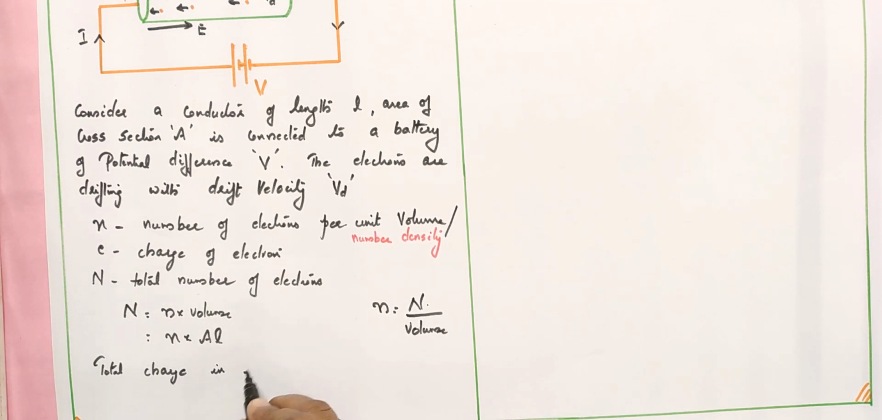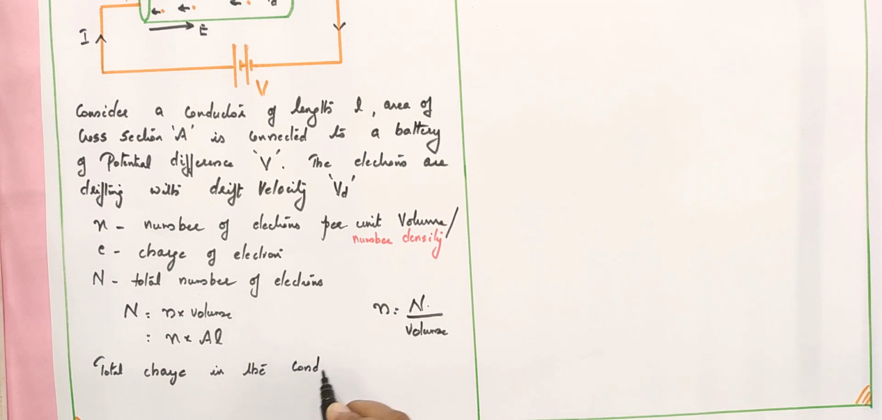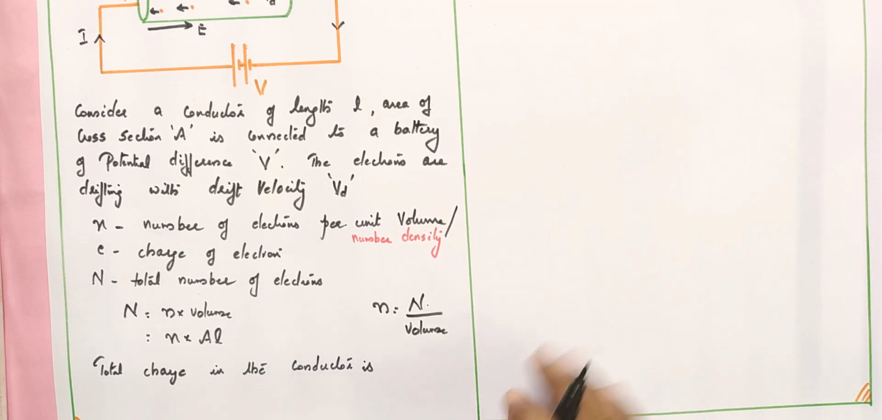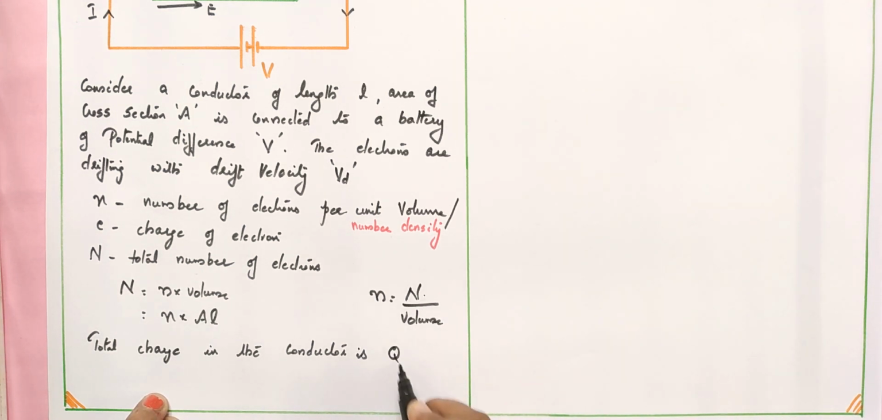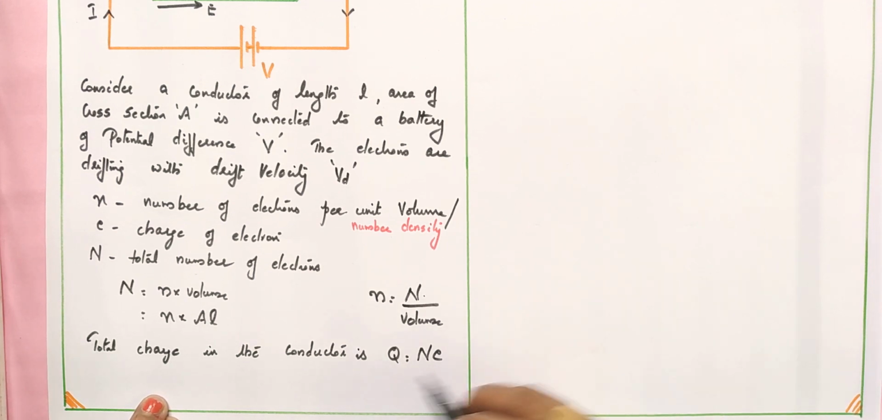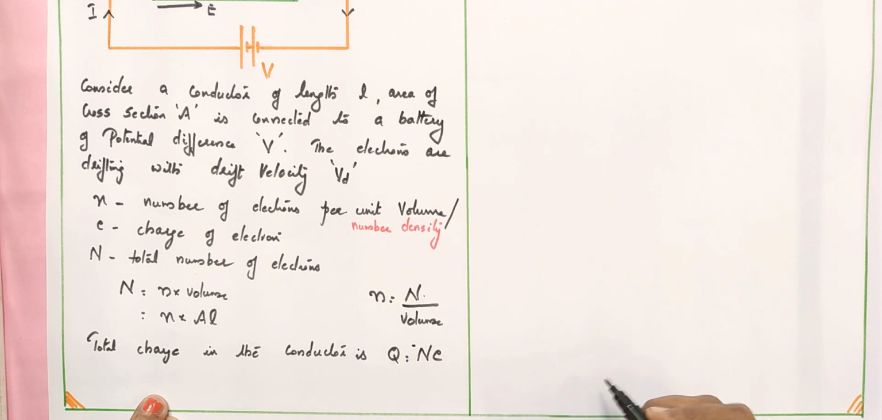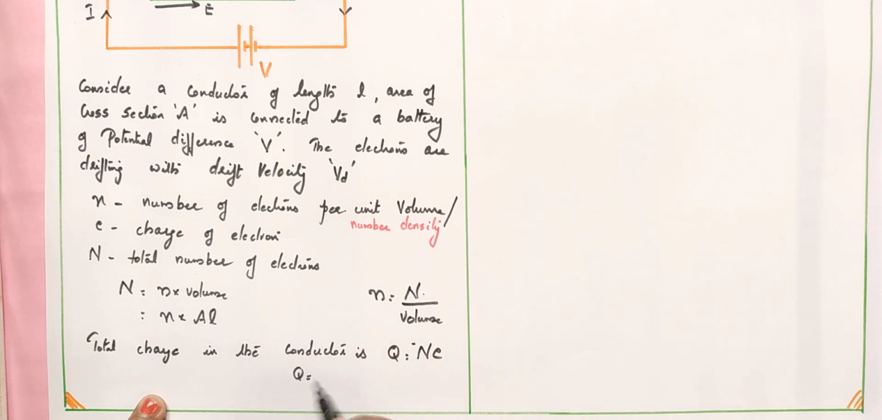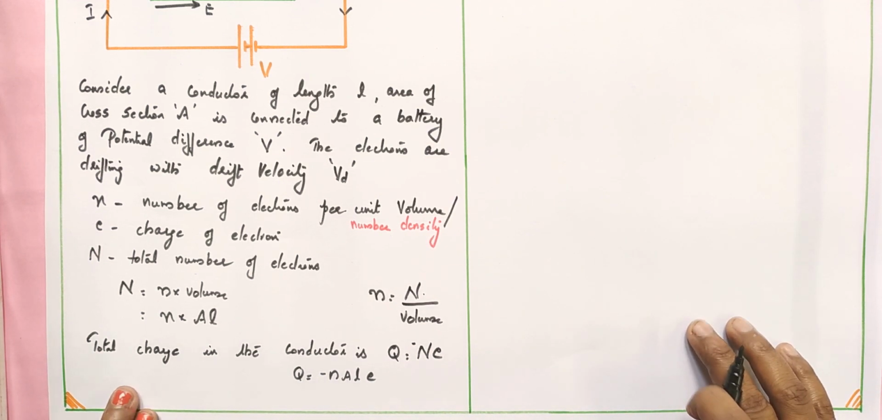Then the total charge contained in the conductor, or flowing in the conductor, is, from quantization of charge, total charge equal to total number of charges into the fundamental charge, which is the electronic charge. Q equal to Ne. Since electrons are moving, we can put a negative sign here. Substituting N, which is n A L, into e, the total charge contained in the conductor is given by Q equal to minus n A L e. Negative represents the sign of the electron.